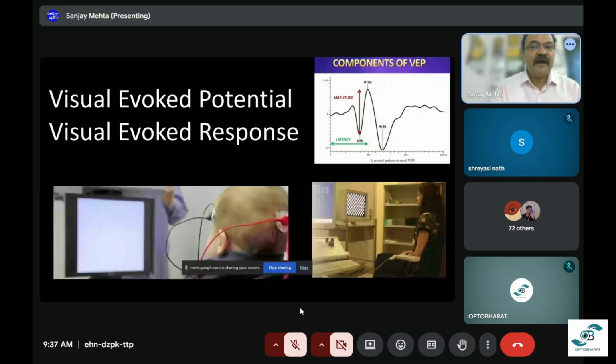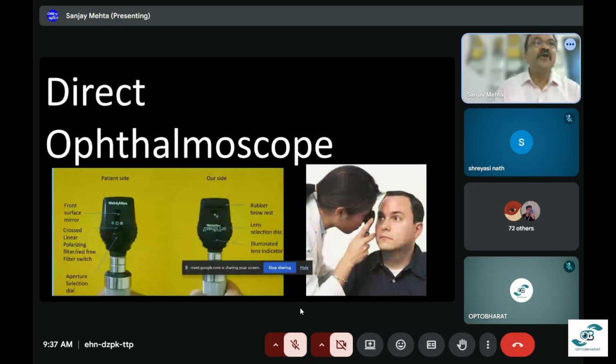And to see it physically, we have the direct ophthalmoscope, wherein we can have a very good picture of the retina. But still I feel that though the image is magnified, it loses something. Unless the pupil is dilated, I'm not very comfortable using this.